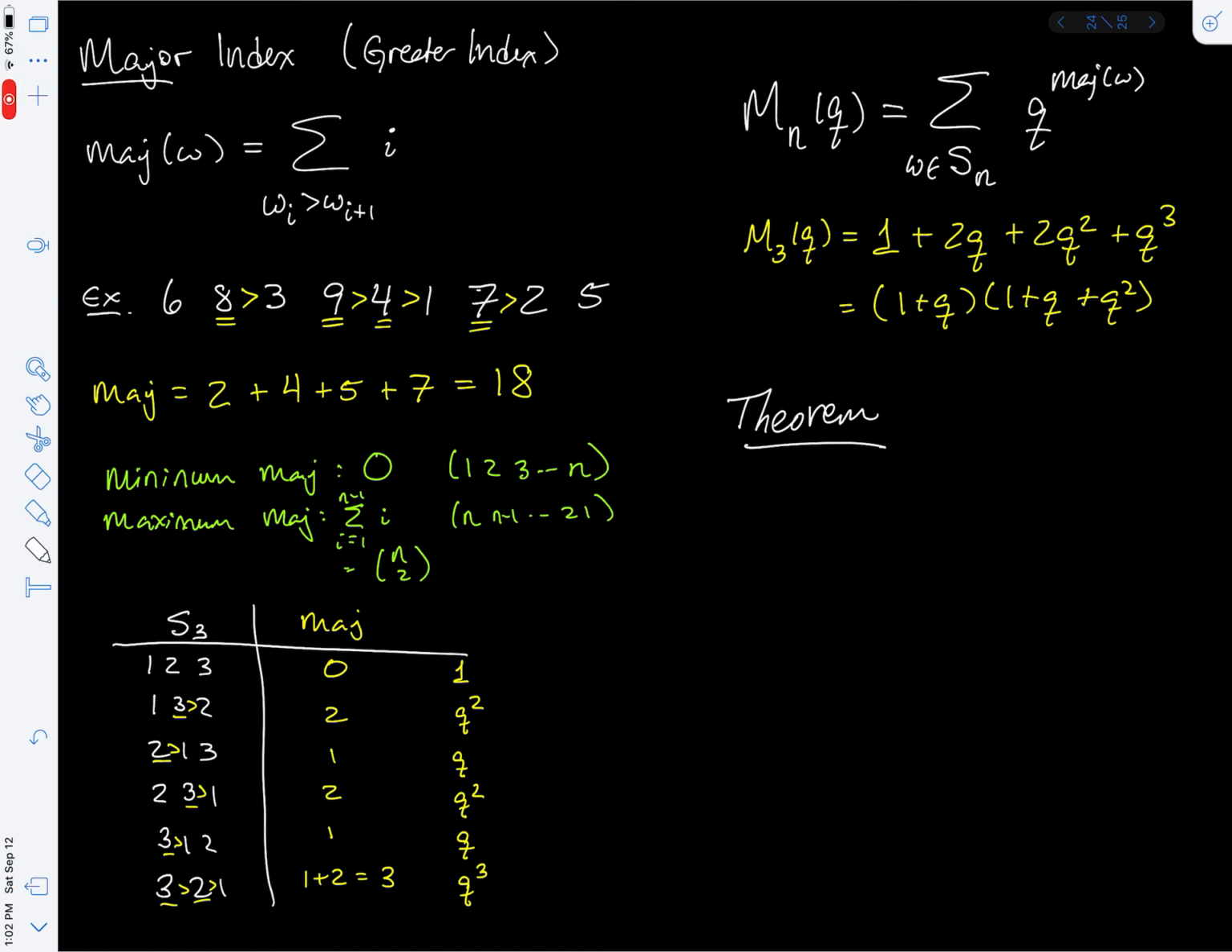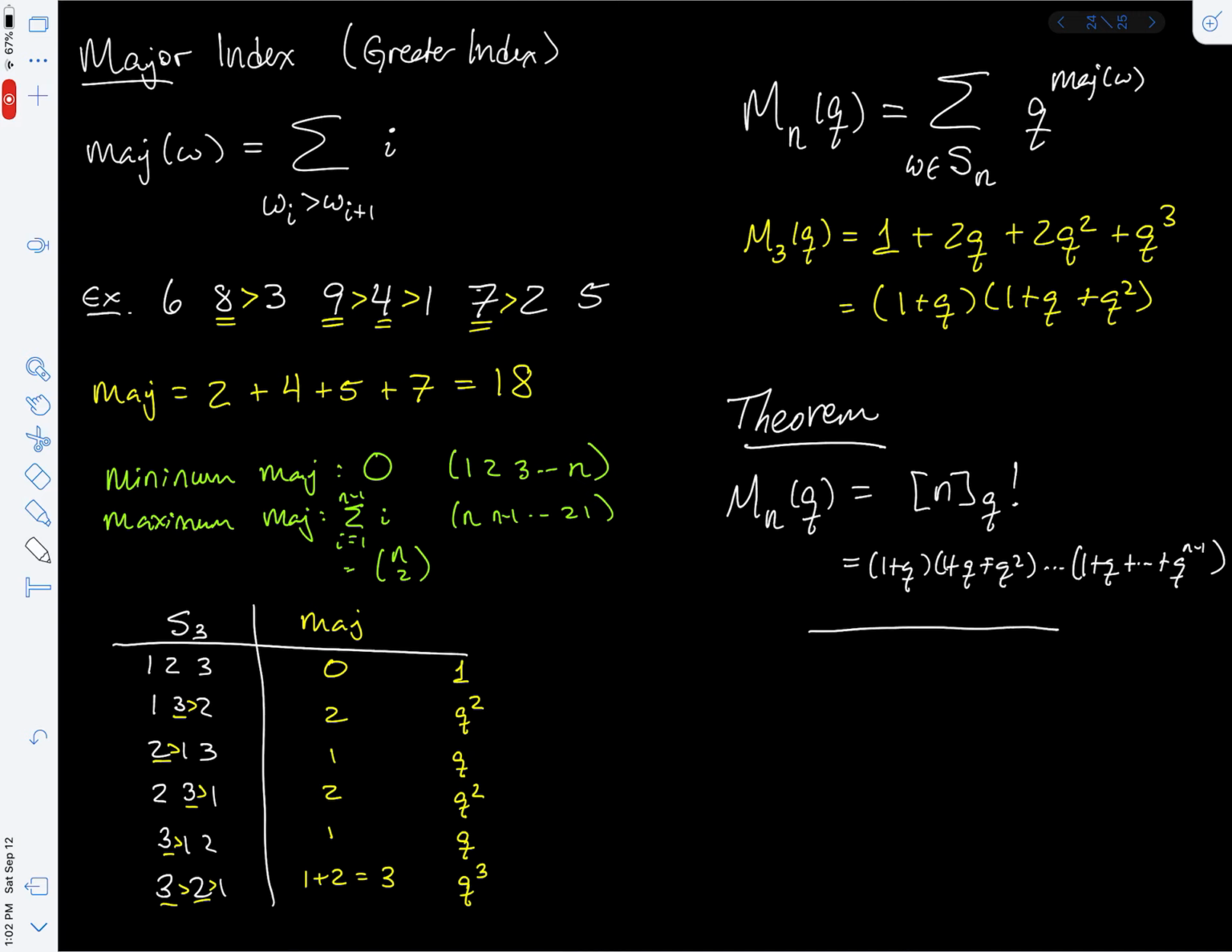His theorem says the following. It's going to give us a formula for this major index generating function. And it's why we don't really use this notation for it, because there already exists a perfectly good notation for it. This is the standard q analog of n factorial, which again, I'll remind you, is 1 plus q, that's the q analog of 2, times 1 plus q plus q squared, all the way up to 1 plus q plus up to q to the n minus 1, the q analog of n. Next time we're going to prove this theorem, and we're going to give a combinatorial proof of it.